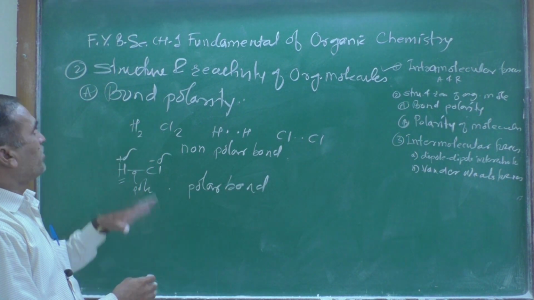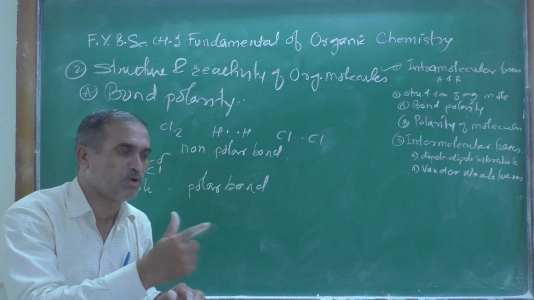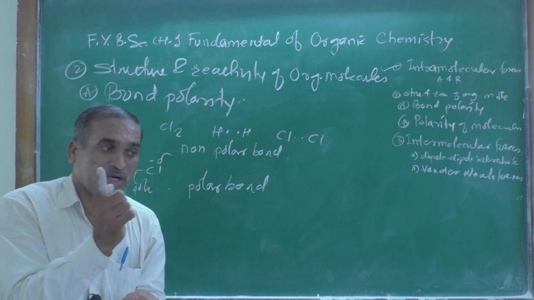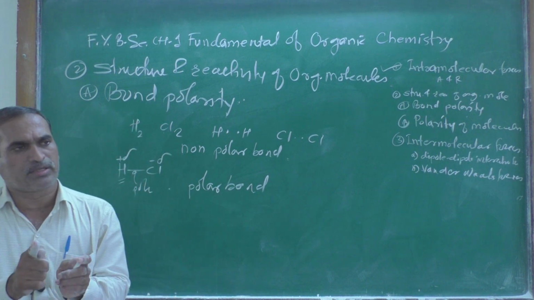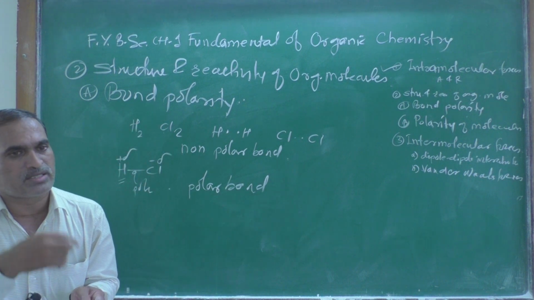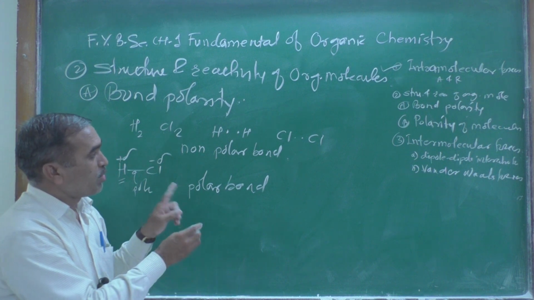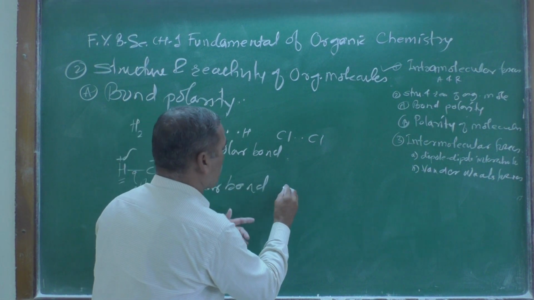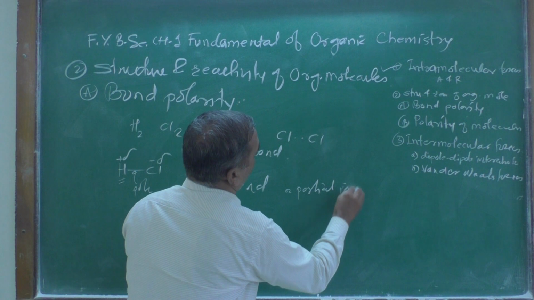So in this way we can talk about bond polarity. As the bond polarity goes on increasing, it affects the physical properties like melting point, boiling point, and solubility. If the bond becomes polar, we can call it a partial ionic bond. Partial ionic bond.